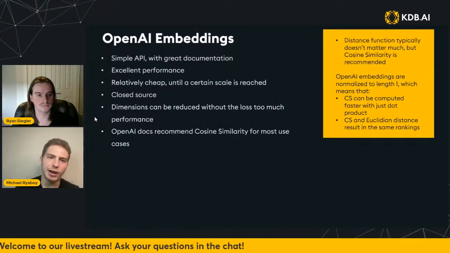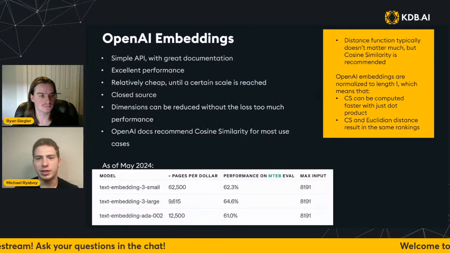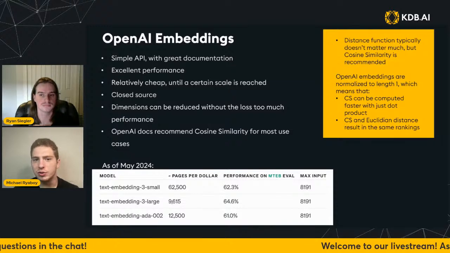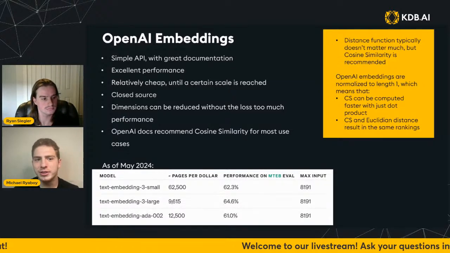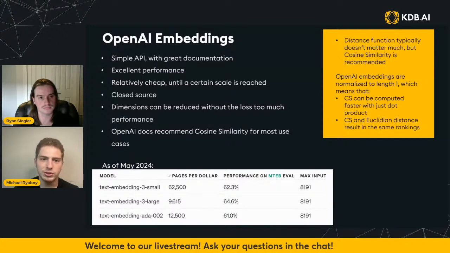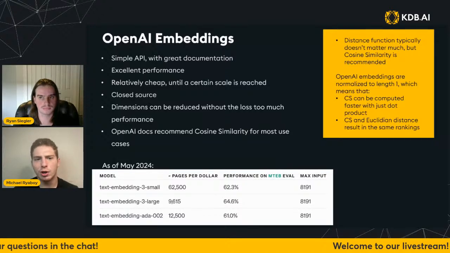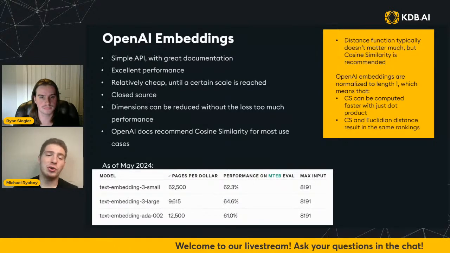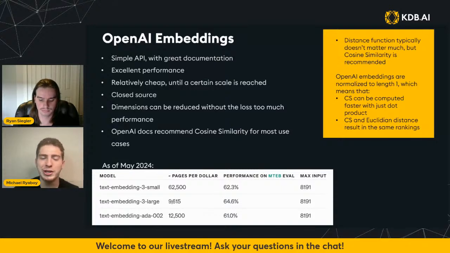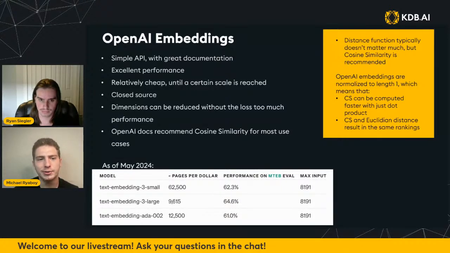Another is OpenAI embeddings. OpenAI embeddings are very commonly used just because the documentation is great, right? They're very easy to use, excellent performance. They're not necessarily top of the line, but they're up there. They're pretty cheap. So if you have a small application or a medium-sized application or even a large application, you're probably not going to be spending too much money on OpenAI embeddings.